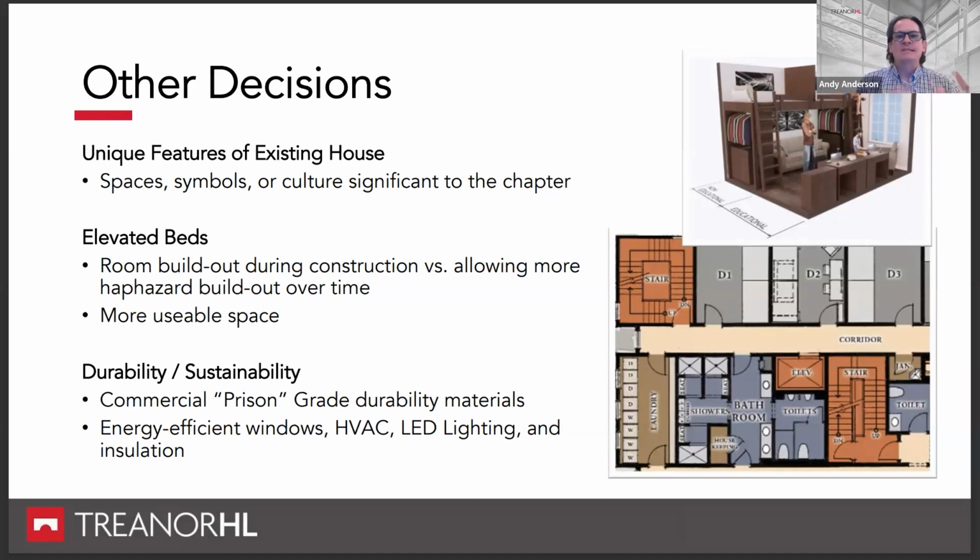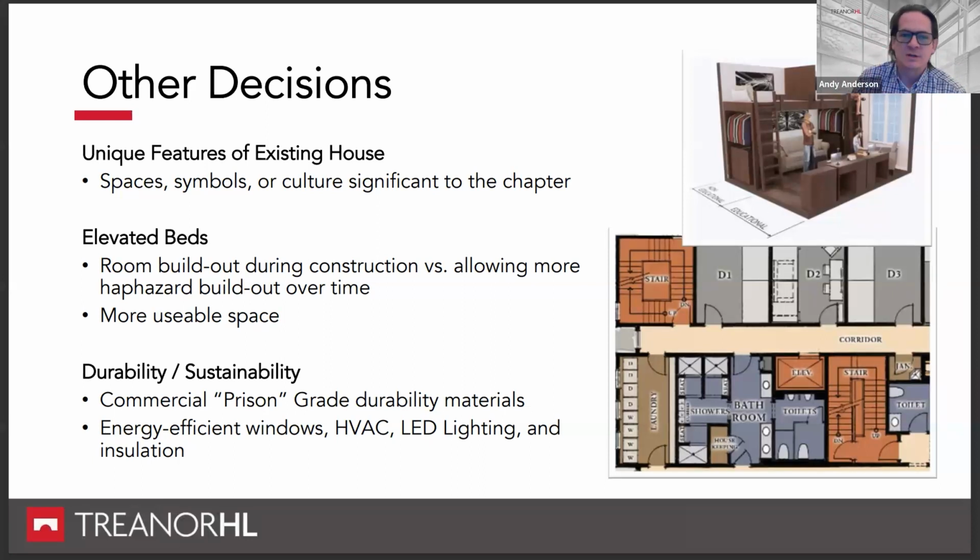So teasing out from you, what are the unique things about your chapter and how do we incorporate those into the house? Another important consideration is whether you're doing elevated beds or not. Many of you have those in your houses, and because they're very efficient, we help you navigate that decision. If you do built-in elevated beds at the beginning, it avoids members just doing whatever they want to do in the room. It also helps you in defining educational space within the sleeping room, which we'll talk about a little bit more later. It provides more usable space, so it's an important consideration. Some chapters don't want them, but a lot of chapters do, and so we help you make that decision.